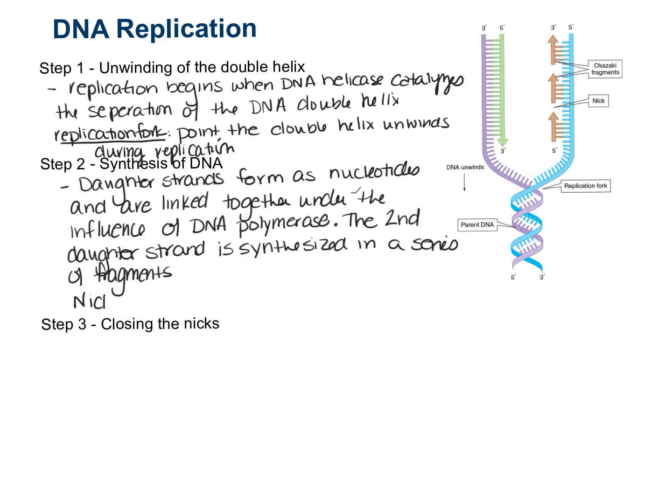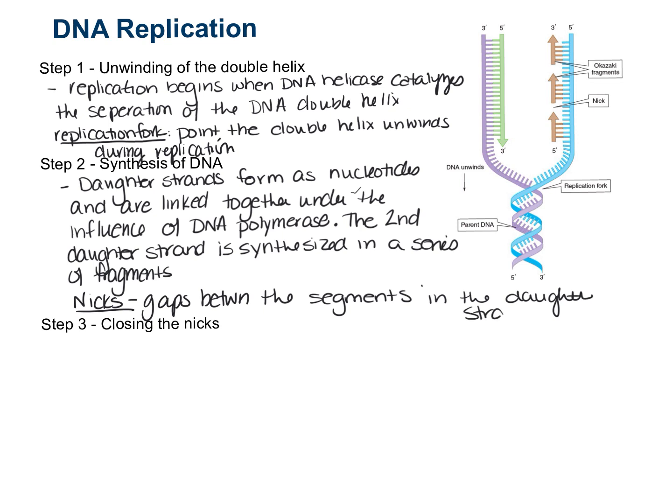So nicks are just gaps between the segments in the daughter strand. I said fragments, but I like segments better. Now, these DNA segments there, those are called Okazaki fragments, and they're named for the scientists who discovered them, which was a husband-wife pair, right? And these are just those DNA fragments that are produced during the replication. So that's those segments, and you can see they're pointed to here and here.